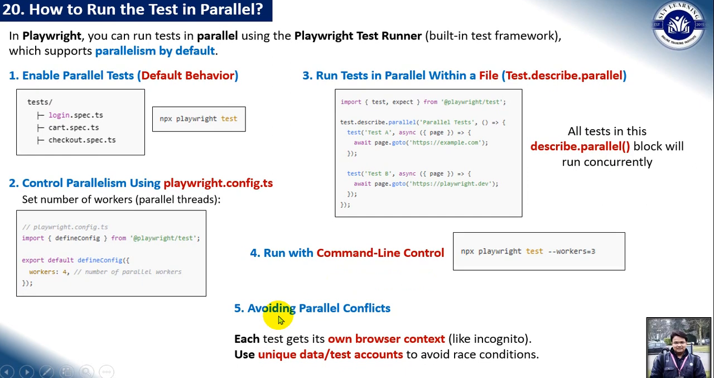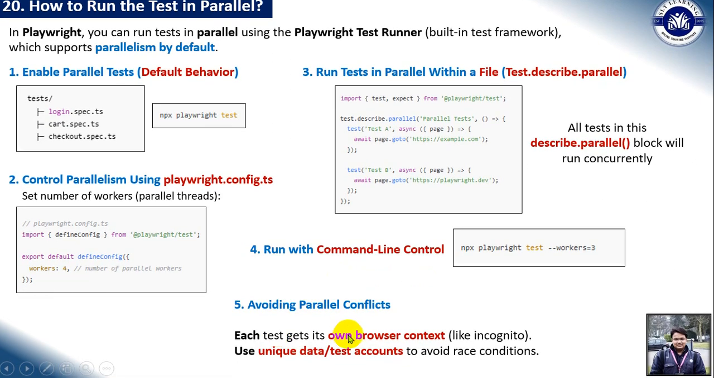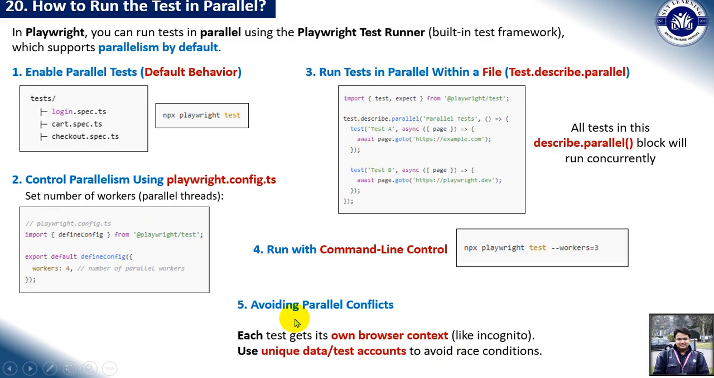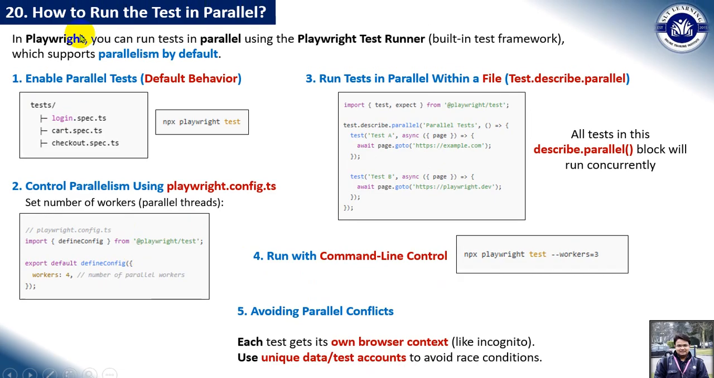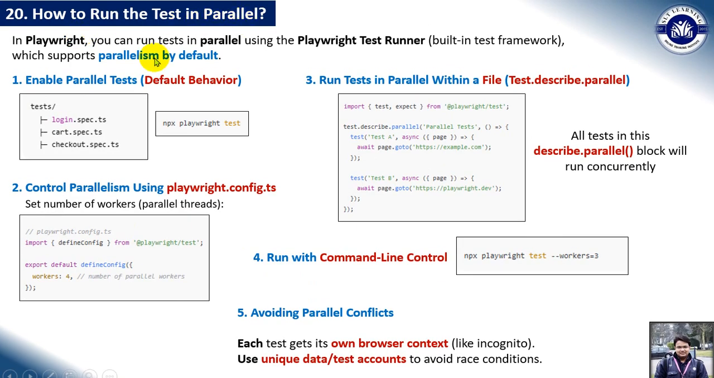And if you want to avoid conflicts in parallel execution, each test gets one browser context, so make sure you create a new context for each and every test, and use unique test data to avoid any race condition, meaning the two threads will not try to hit the same object at the same time, okay. So you can avoid that conflict by using a new context for each and every test that you execute in parallel mode.